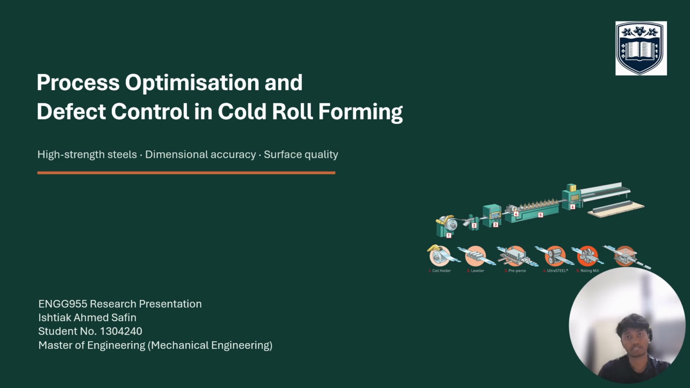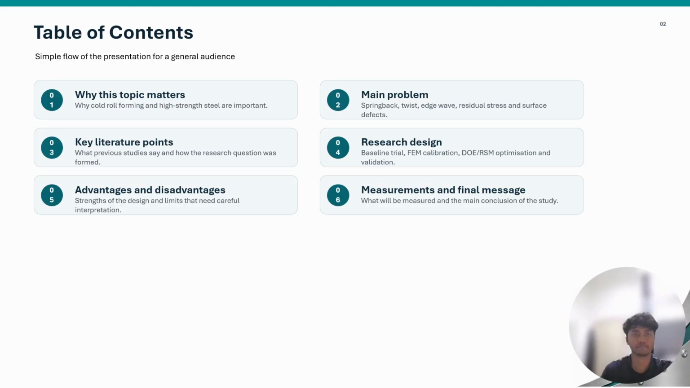Today I will present my research on process optimization and defect control in the cold rolling process of high strength steel. In simple words, this is a topic about how we make strong parts more accurately, with fewer defects and better surface quality. This is how we'll go through the presentation. I will demonstrate every topic one by one.